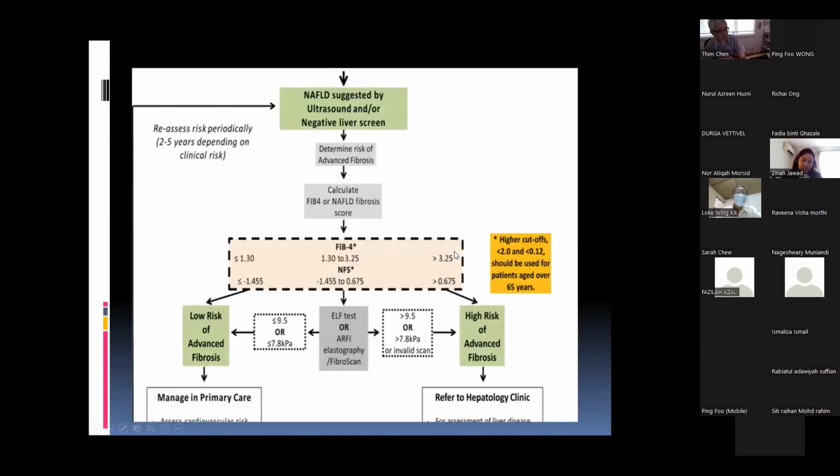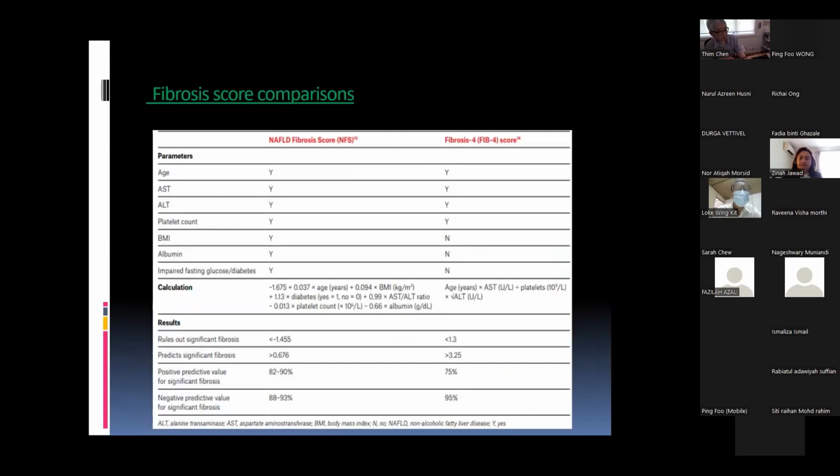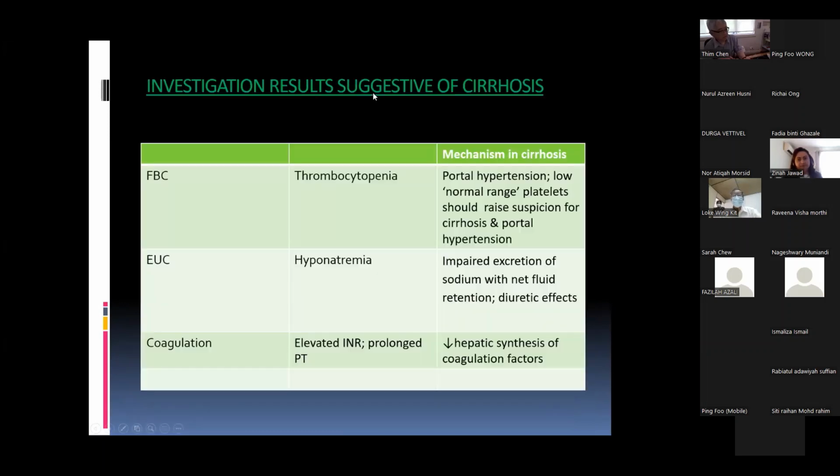Again, to calculate fibrosis. FIB4, you can see the value, 1.3. So what do you do? These are guidelines to tell you whether the patient has got advanced fibrosis or not. This is the NAFLD score, which tells whether to refer for FibroScan or not. And this is a comparison between NFS and FIB4. I use FIB4 a lot to compare.